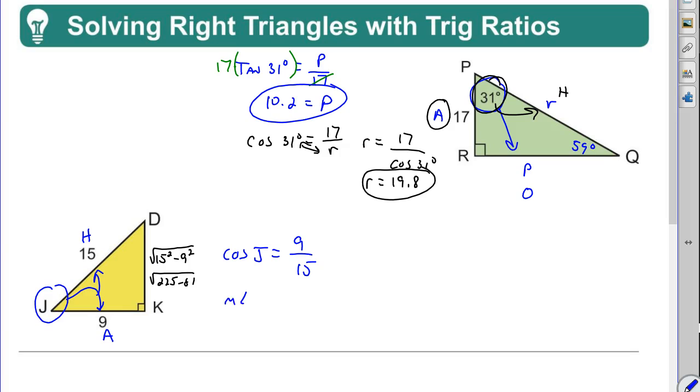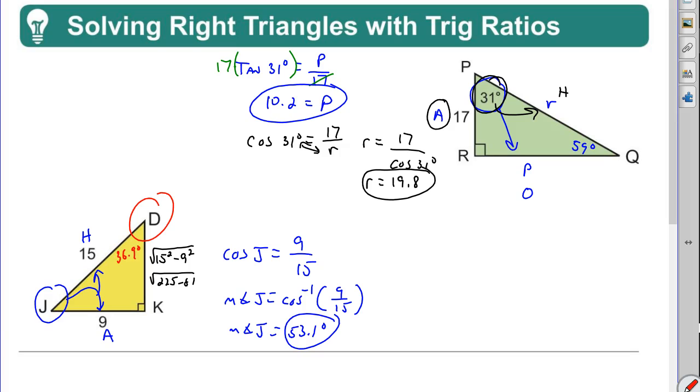Remember, the way to get the angle is to use the -1 button. So it's cosine to the -1 of 9/15. I'm going to punch that into my calculator, and I end up with 53.1 degrees. So the measure of angle J equals 53.1 degrees. Once I have that, because J and D add up to 90, if I used up 53.1, what's left of the 90? What is that, 36.9 degrees? That would be the other angle, and there we've solved that triangle.